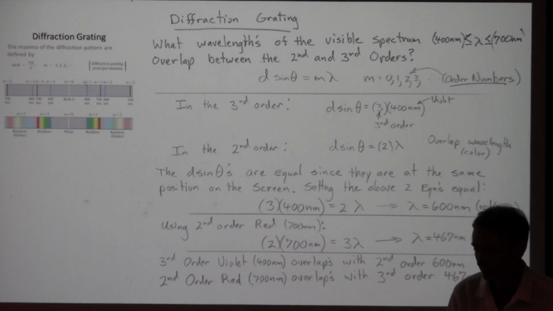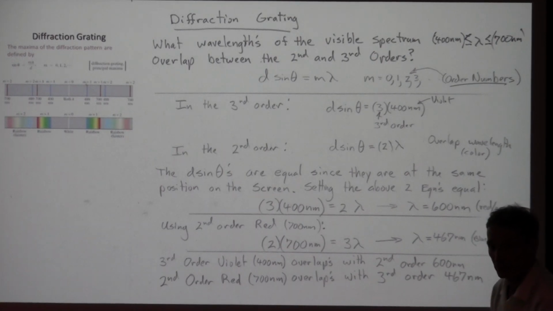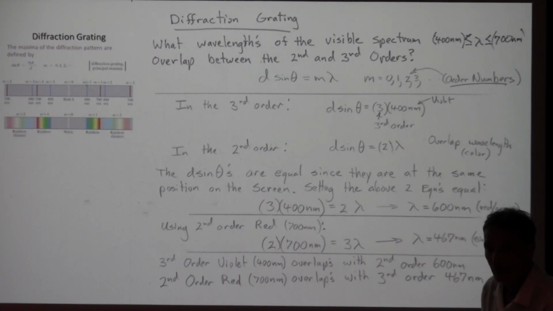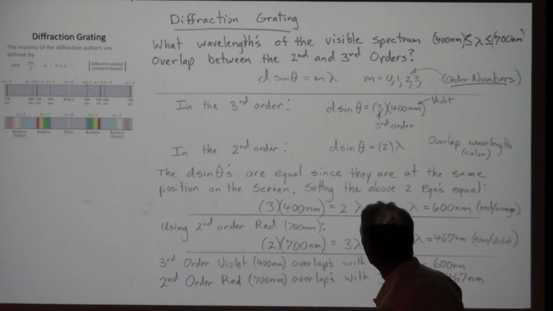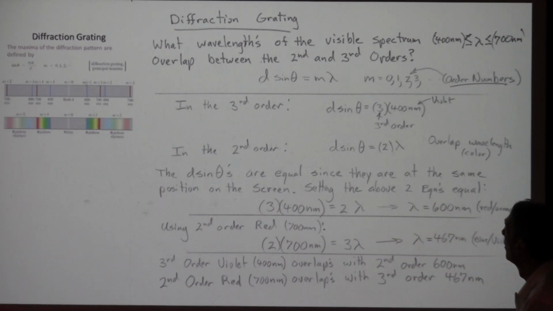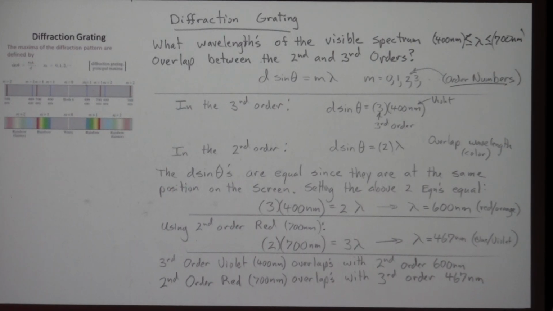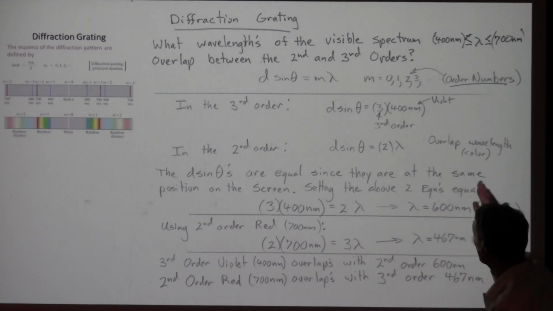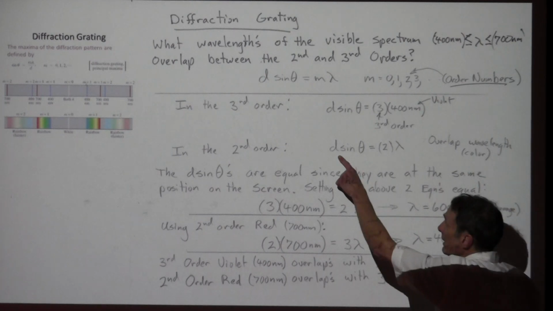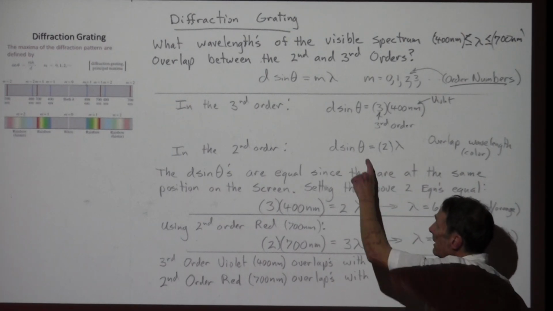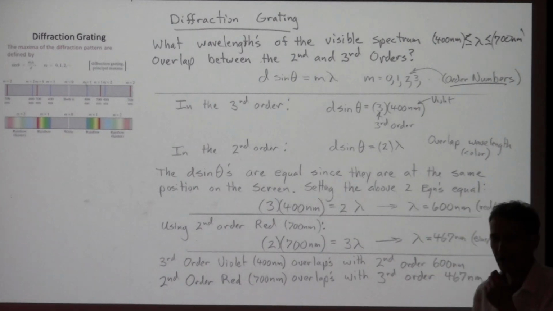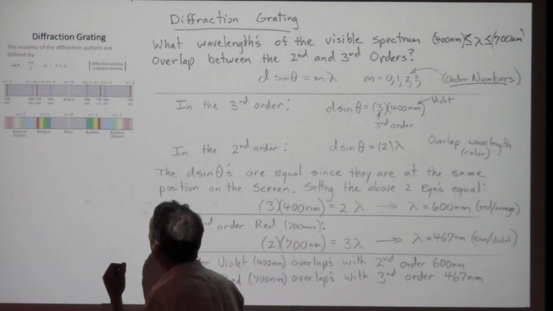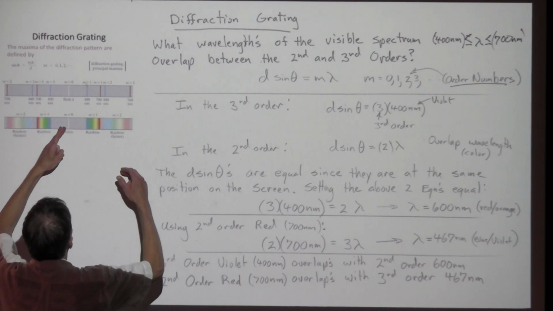Yes? If you tried to say that the red light of the third order was overlapping some light of the second order, you would get something that's ultraviolet? I think you'll find that you're going to get an error. Since you're setting d sine theta, theta can't be. Like for the second order, if you're looking at the third order red, the second order light would be ultraviolet.